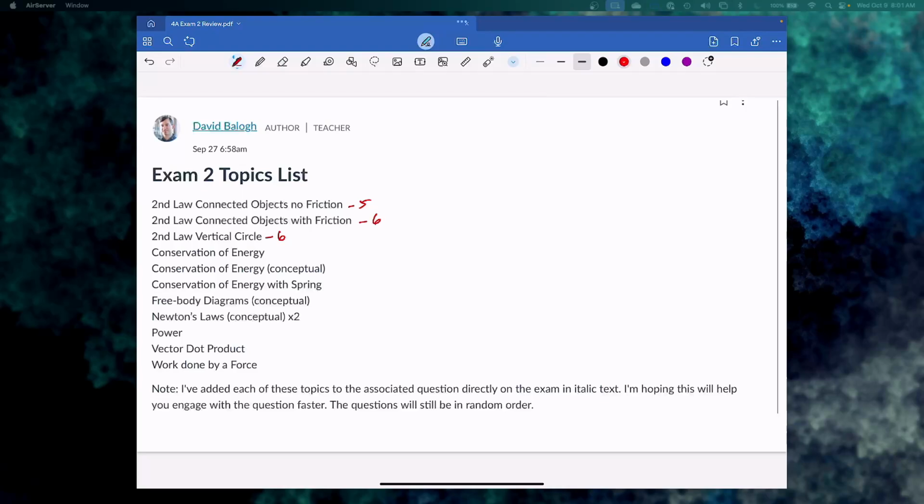Conservation of energy, 7, 8. Again, those are really close to each other. Technically in your book, I think it's introduced in chapter 8. This could be 7 or 8, both. Springs, so I'd say 8, but also 7. Free body diagrams, it's 5 and 6. Newton's laws, definitely 5. Power would be 7. Vector dot product, 7. Work done by a force, 7 or something in there.